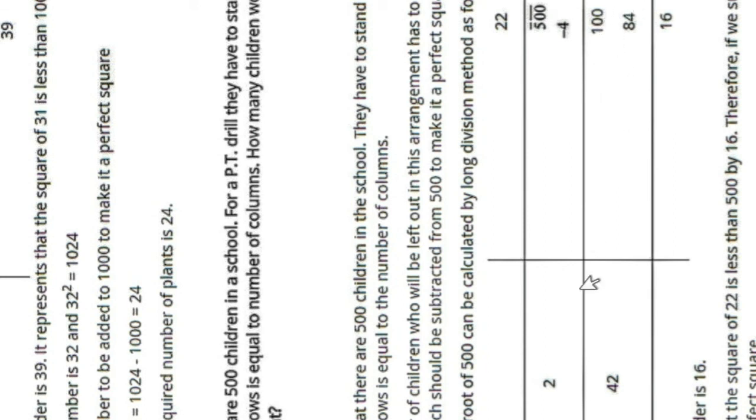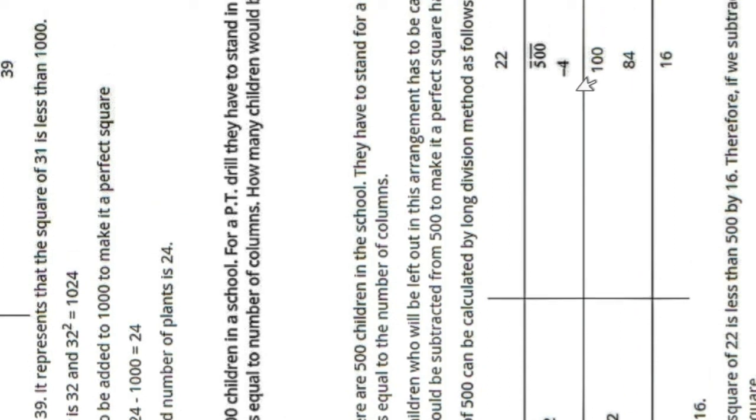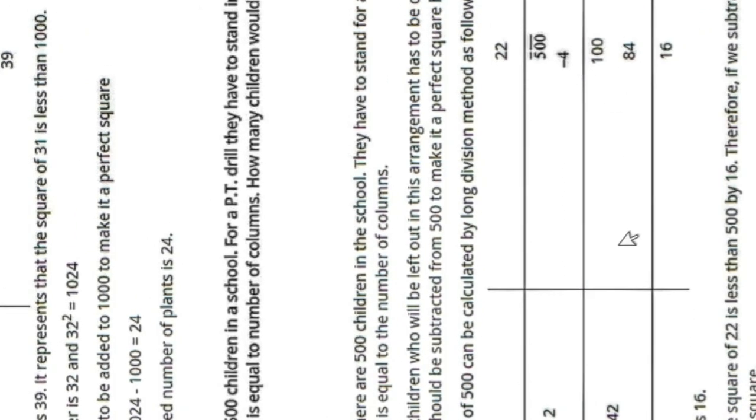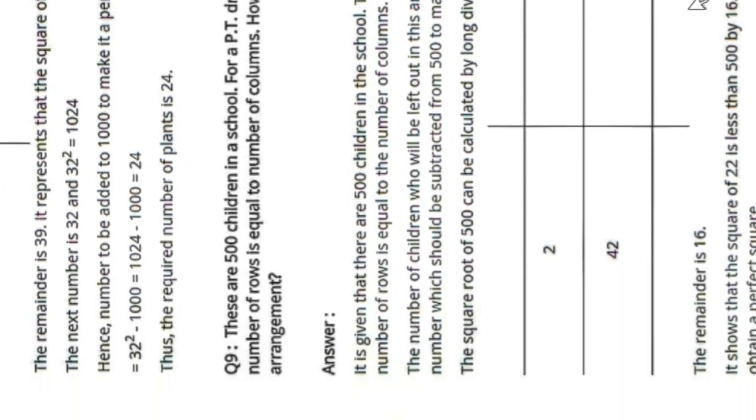So here now 2 plus 2 is 4. Now put some number next to this such that the multiplication of the same number will give this number. But it is not possible. So we will take the number below 100. So 42 2s are 84. Now 42 2s are 84. So we will get here 22 and the remainder is 16. Now here the remainder is 16.